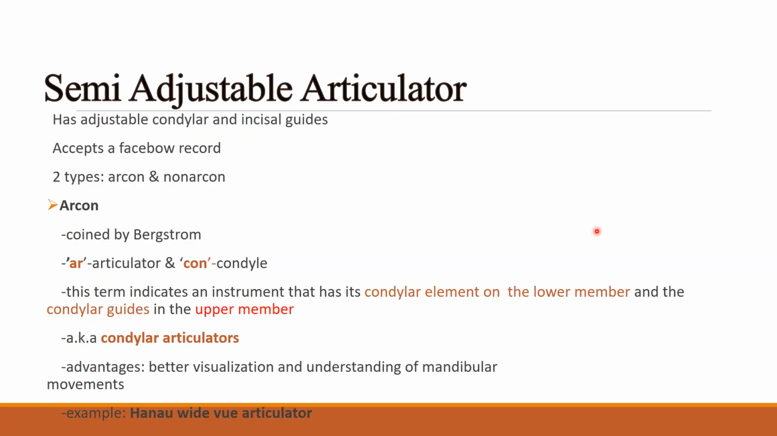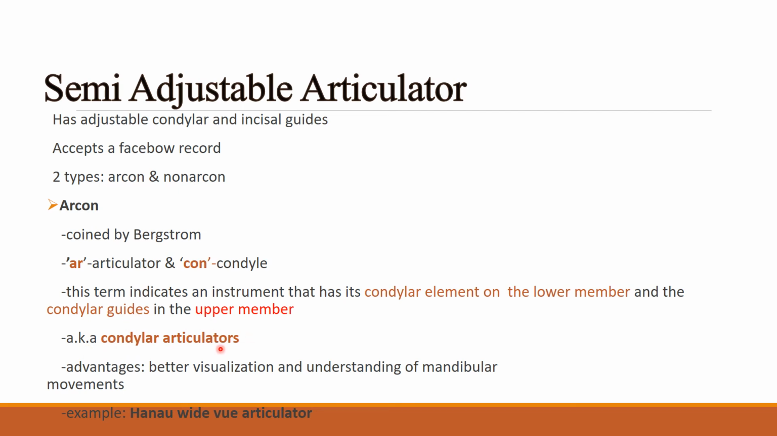Okay, coming to the semi-adjustable articulator. So it has adjustable condylar and incisal guides. It accepts a facebow record. Also, it is of two types, the Arcon type and the non-Arcon type. The Arcon type, so the term was coined by Bergstrom. So Arcon means articulator and condyle. This term indicates an instrument that has its condylar element on the lower member and the condylar guide on the upper member. Okay, so that is the Arcon articulator.